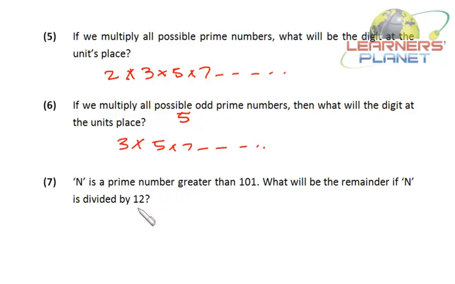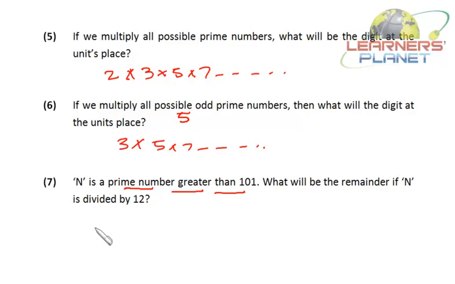Now in this question, n is a prime number greater than 101, then what will be the remainder if n is divided by 12? Now friends, once again the problem looks tedious since n is a prime number greater than 101, and how many prime numbers are there greater than 101, that we don't know. So we cannot draw any conclusion just from this statement. But we have to calculate the remainder if this number is divided by 12. That means we have to find a general solution that suits all the prime numbers greater than 101. Okay, let's do this problem.